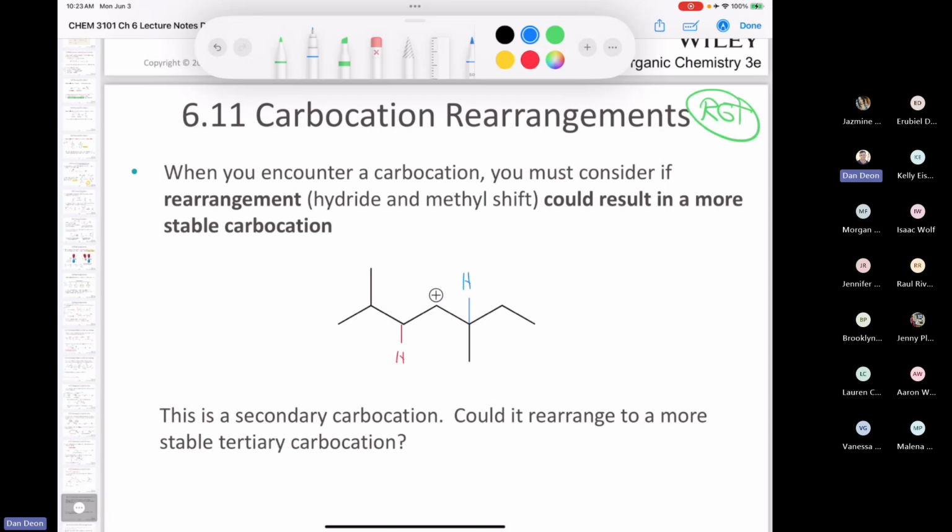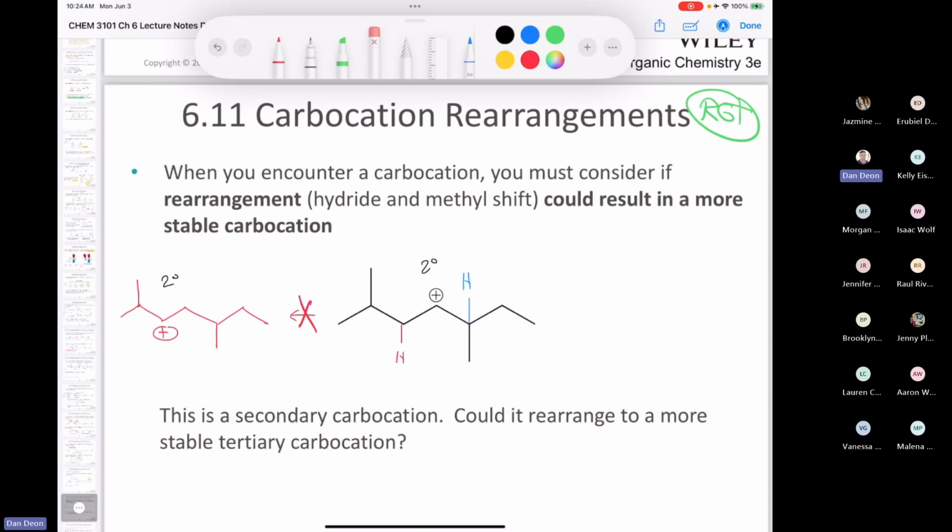If you were to move the proton in red, it's not a very good curved arrow, but if you did it, what you would end up with would be this. So you'd end up with this. That would mean you go from a secondary carbocation to a secondary carbocation. Is that going to happen? No, that's not going to happen because you're not making something more stable. So this is not going to happen.